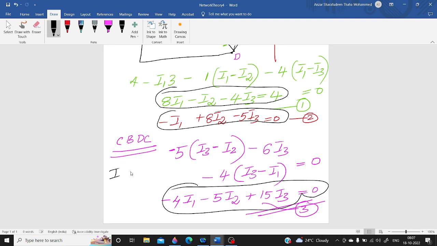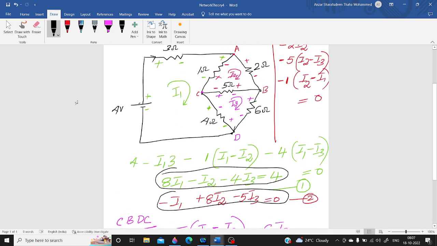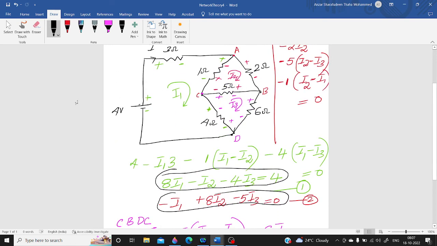You will be getting the currents as I1 is equal to 0.66 ampere, I2 is equal to 0.24 ampere, and I3 is equal to 0.26 ampere. So that is the solution with this network.